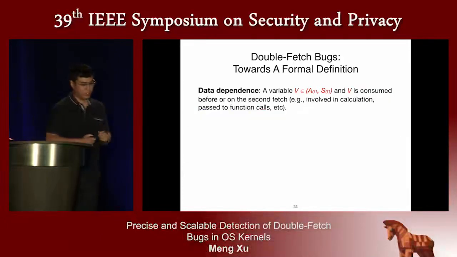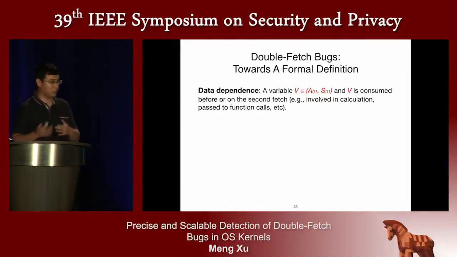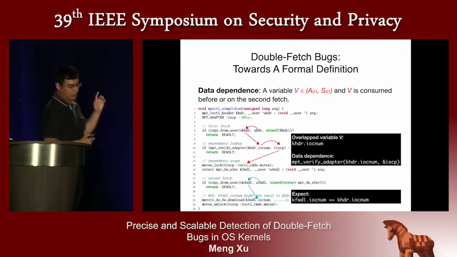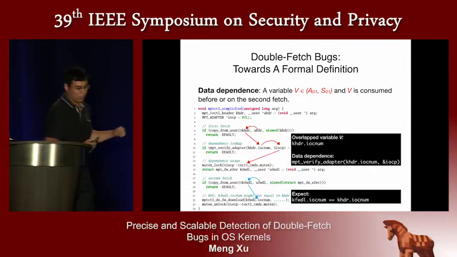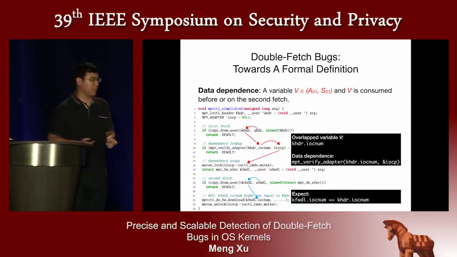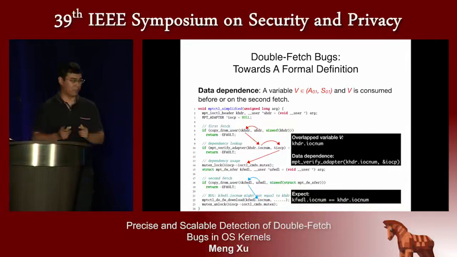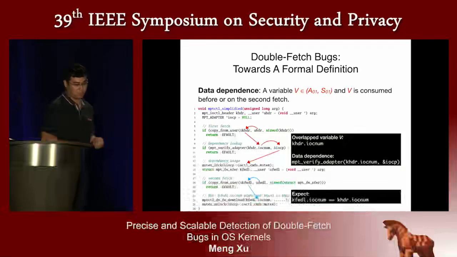just an overlap fetch. The other relationship it could be is a data dependence, which means that some value in this overlap region is used in some form of calculation, or is passed to some function calls. Therefore, we expect that the same value is going to hold after the second fetch. This dependency lookup example is a violation of this data dependence, because once you get the first fetch, you use this IOC number to look something up. After you do the second fetch, you expect that this IOC number is the same, but actually it's not. Therefore, it's a violation of this data dependence, which makes it a double fetch bug.